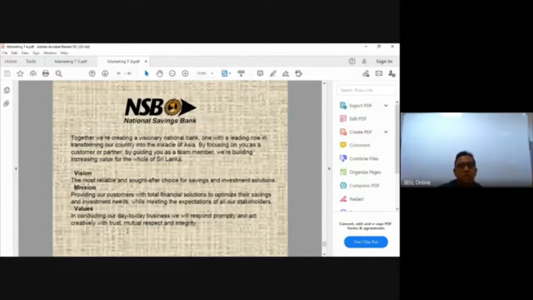Vision: the most reliable and sought after choice of saving and investment solutions. Mission: providing our customers with total finance solutions to optimize their savings and investment needs while meeting the expectations of all our stakeholders. Values: in conducting our day-to-day business, we will respond promptly and act creatively with trust, mutual respect, and integrity.